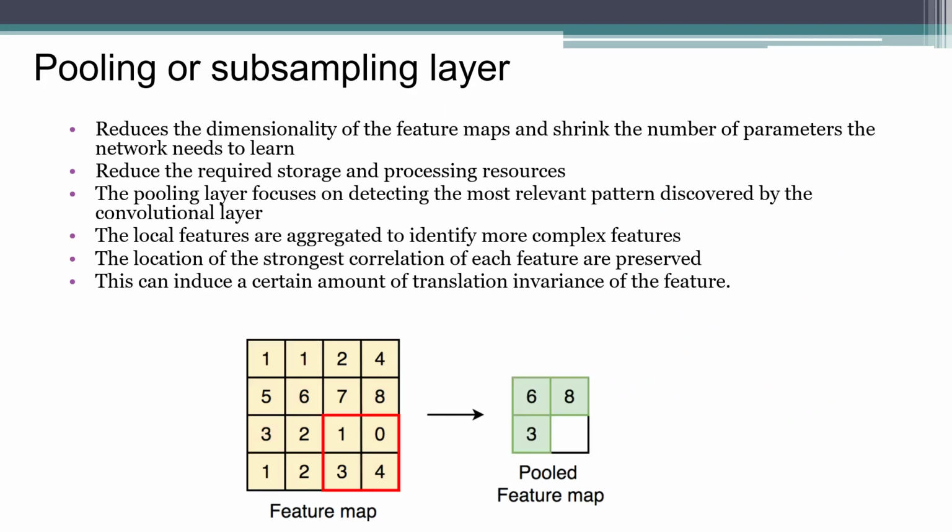The pooling layer focuses on detecting the most relevant pattern discovered by the convolutional layer by applying either the maximum or the average subsampling operation on each of the regions of the feature map one at a time, as done in the convolutional layer. As a result, the local features are aggregated to identify more complex features and the location of the strongest correlation of each feature is preserved. This can induce a certain amount of translation invariance of the feature.